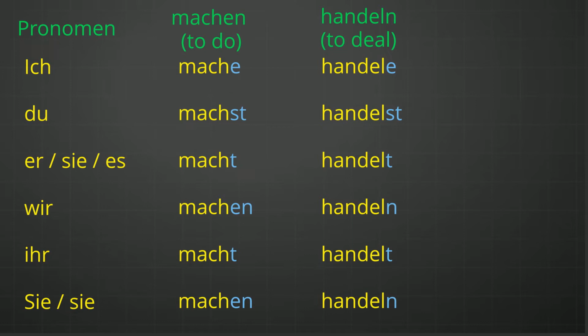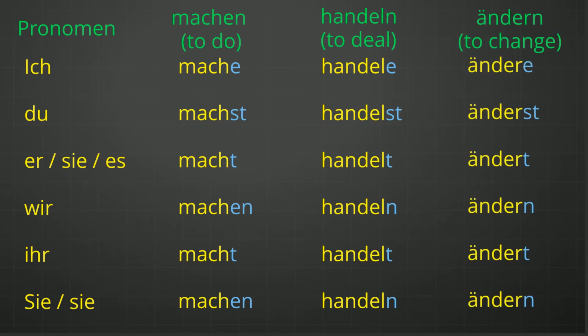Here you can observe n is replaced with e for ich. For du it is replaced with st. For er it is replaced with t. For wir it is replaced with n. For ihr it is replaced with t. For sie it is replaced with n.